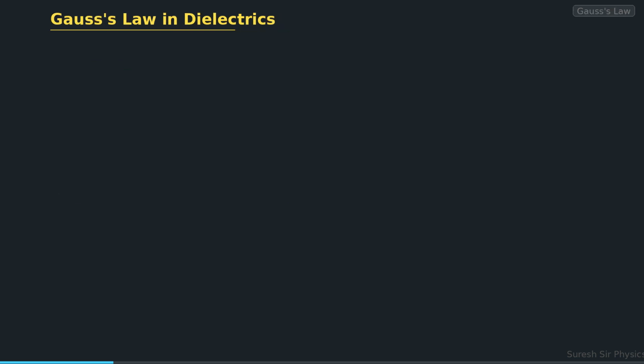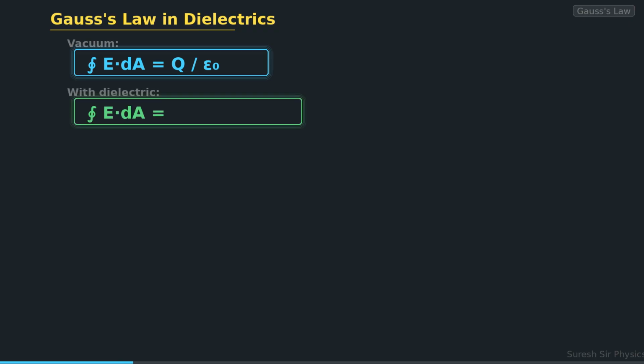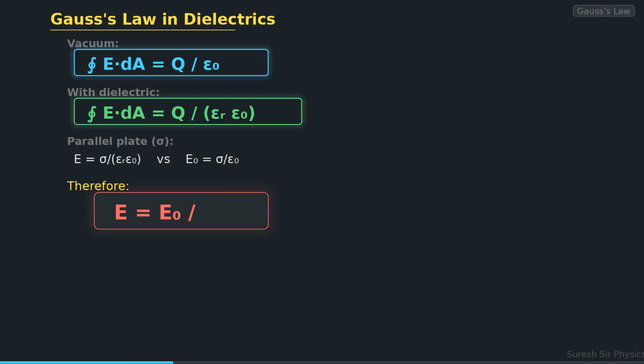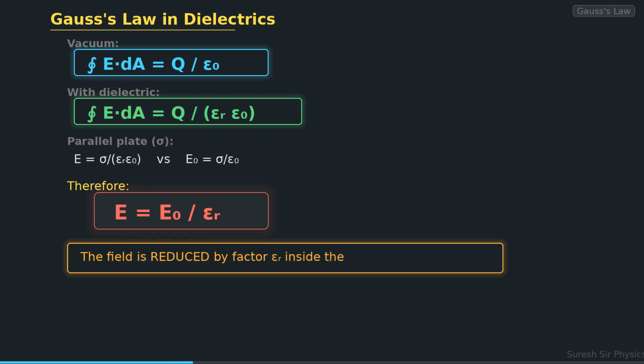The next topic is Gauss's law in dielectrics. Gauss's law in vacuum: the integral of E dot dA equals Q over epsilon naught. Gauss's law with dielectric: the integral of E dot dA equals Q over epsilon equals Q over epsilon r epsilon naught. For a parallel plate capacitor with surface charge density sigma, E equals sigma over epsilon equals sigma over epsilon r epsilon naught. Compare with vacuum, E naught equals sigma over epsilon naught. So, E equals E naught over epsilon r. The field is reduced by a factor epsilon r.